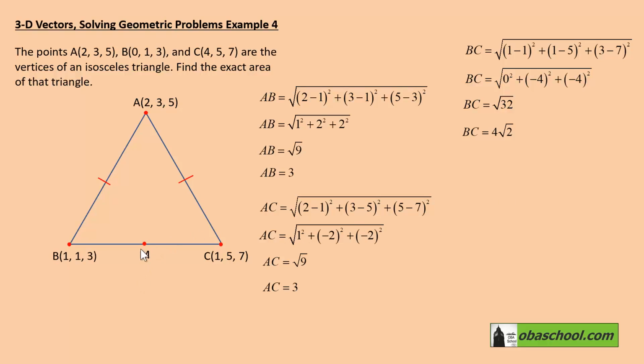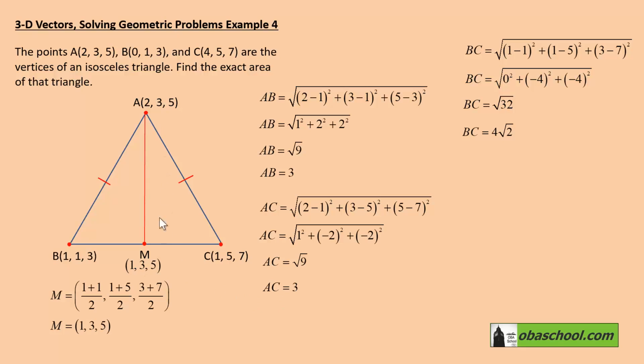Now we also need the midpoint. The midpoint of B and C is going to be 1 plus 1 divided by 2, 1 plus 5 divided by 2, and 3 plus 7 divided by 2. So just averaging the x, y, and z coordinates in the usual way. And that gives us 1, 3, 5.